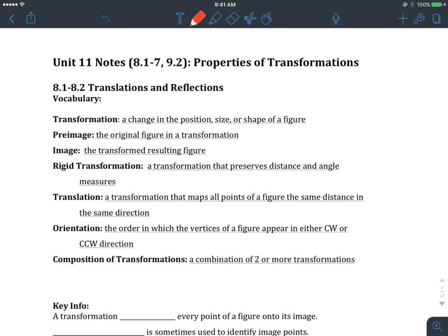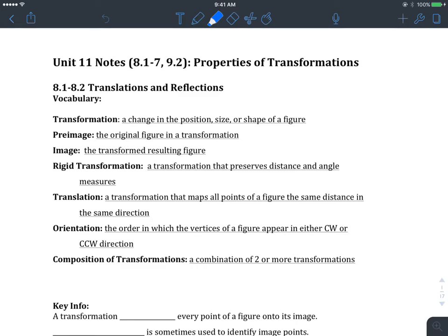All right, we are doing some transformations. This first section here, translations and reflections, kind of going together. So first of all, a transformation, that is a change in position, size, or shape of a figure. And actually, sometimes you can change the orientation of the figure.